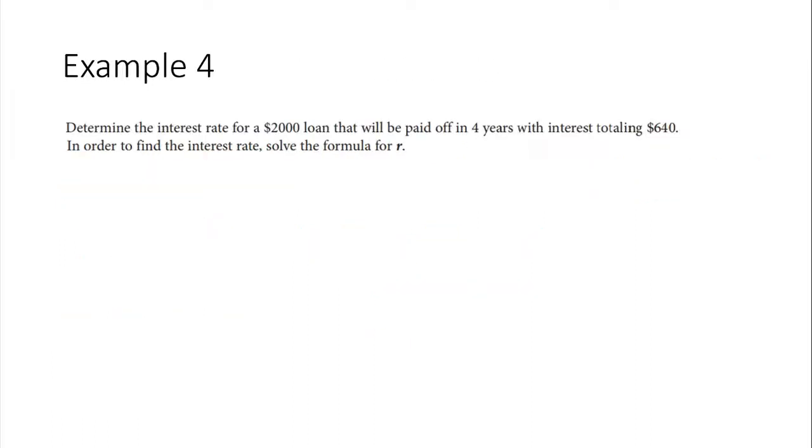All right. So, example 4, determine the interest rate for a loan, a $2,000 loan. So, that's principal, right? That would be paid off in 4 years. Okay, so we got time this time. They gave us time with an interest totaling 640 bucks. Okay, that's a little bit more than last time, but our loan is a little bit more, so okay, that's not too bad. All right, now we have to find the interest rate.